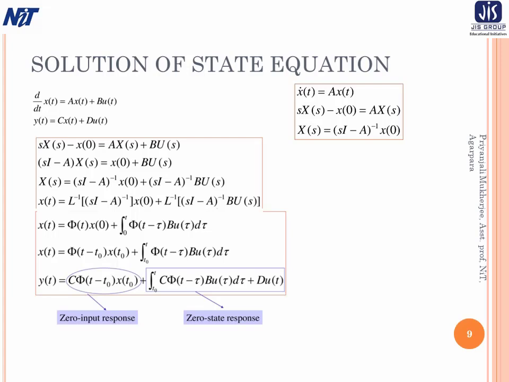So next we can take the Laplace inverse to represent x of t, and it gives the result in two halves. One is the zero input response, that is the first term, which is dependent upon the initial state, and next is the zero state response, which does not depend on the initial state. So this one is the zero state response and this one is the zero input response, and we can say that the overall response of the system can be divided into two parts: one is the zero input response, another is the zero state response.